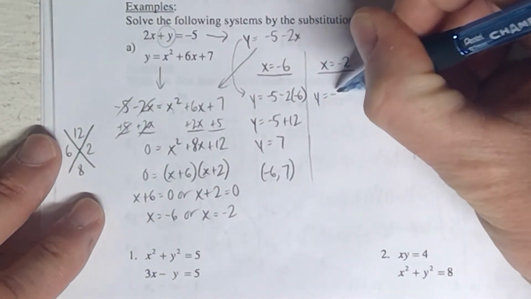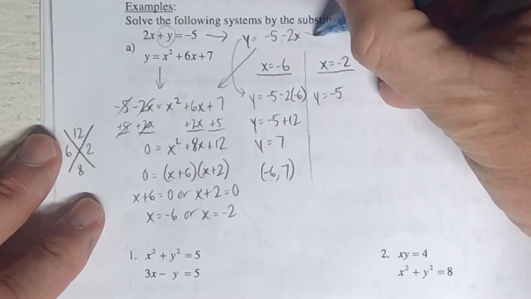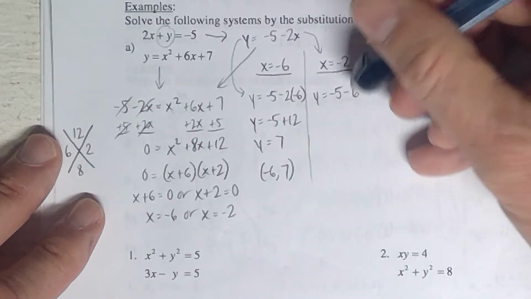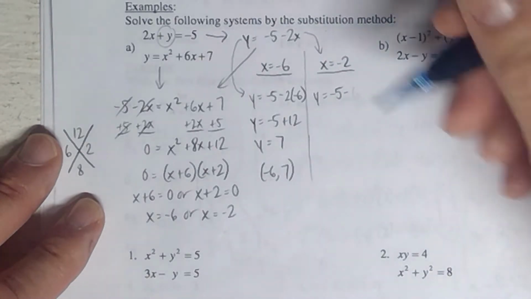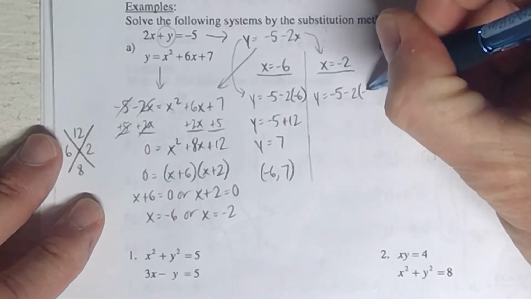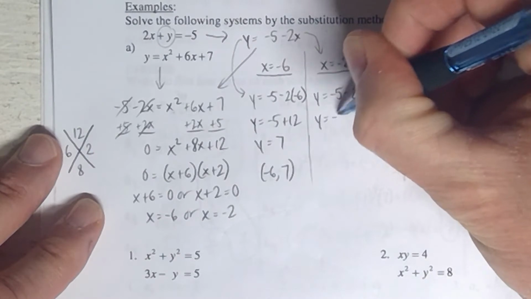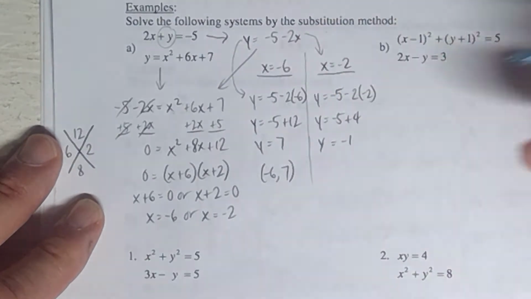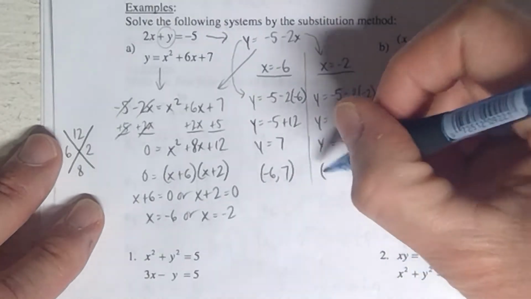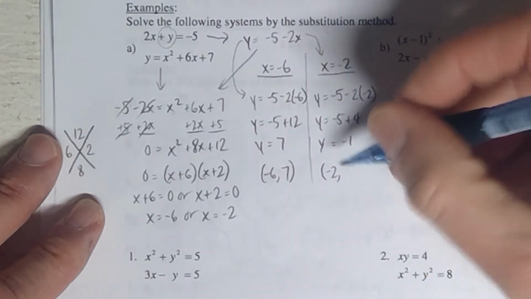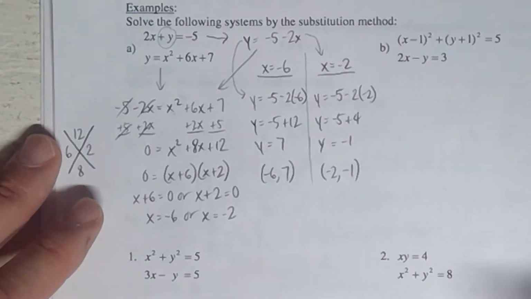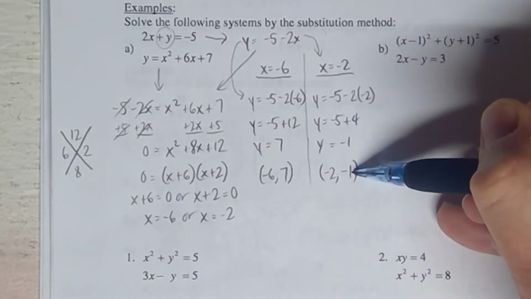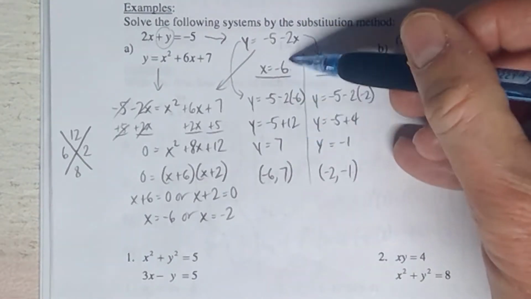If I plug -2 into that same equation, this one right here, okay, -5 minus 6 times, or pardon me, minus 2 times, and then I plug in -2, I get -5 plus 4 is -1. And so that means that -2 for x pairs up with -1 for y. And so again, whatever answer you get for -2, you got to pair that up with it. Whatever answer you get for -6, you got to pair that up.